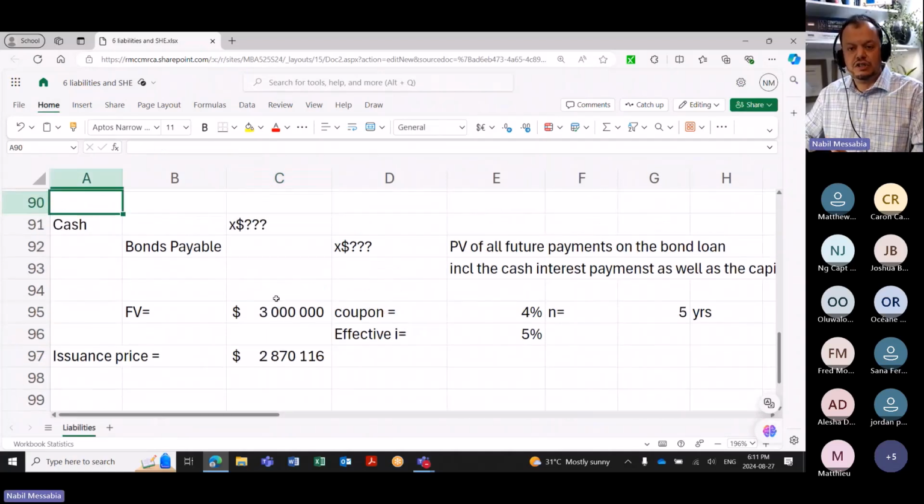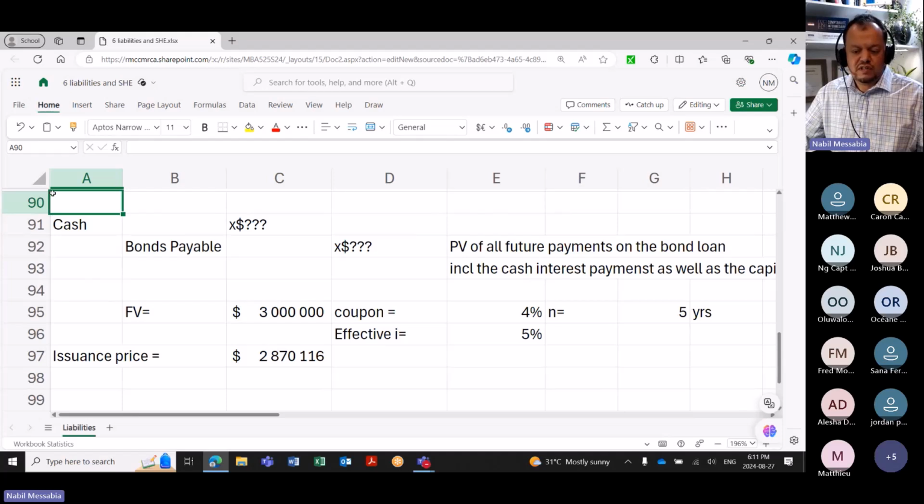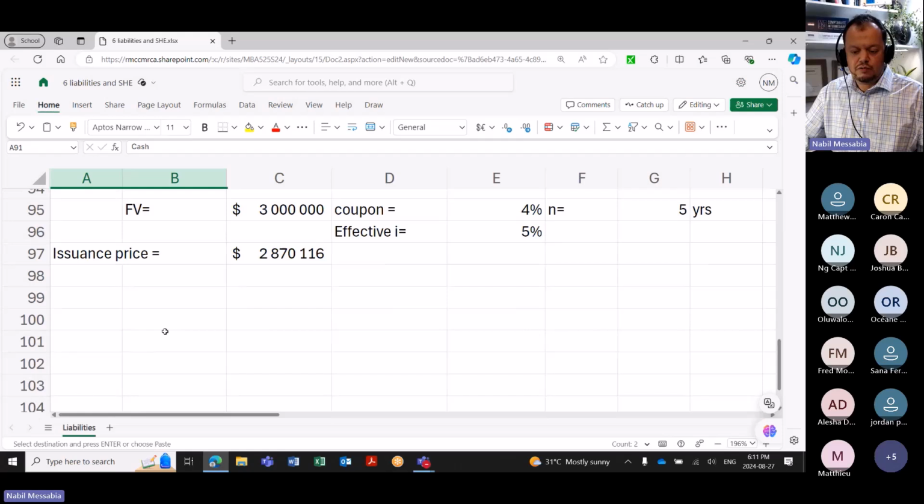Now, any question so far? Now I can make our journal entry. So journal entry: debit cash, credit bonds payable, for that amount which is calculated.